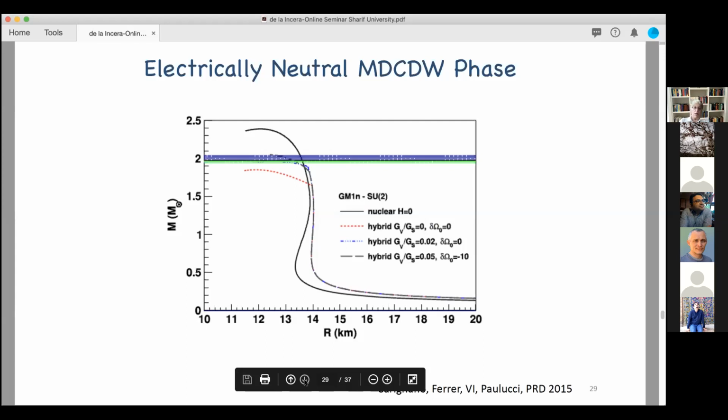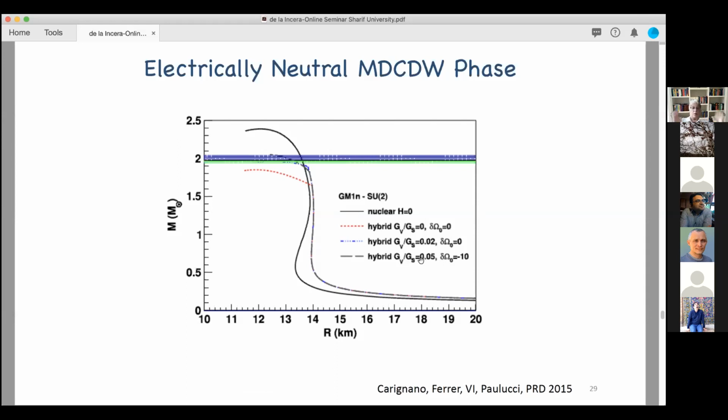We assumed that we have a hybrid star, so we had a transition from nuclear matter to quark matter in this phase. And when we calculated the equation of state with very small vector interactions, we didn't have to put in very large ones, okay? Because of course, if you turn on very high vector interactions, you can go to any mass.